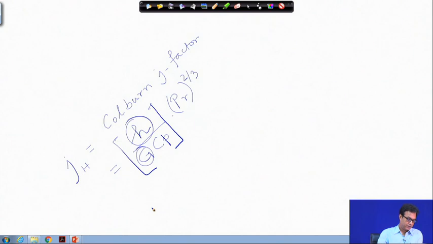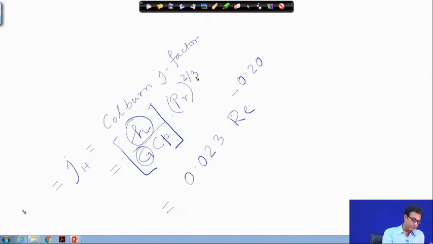Colburn J factor. So this is what we will find as 0.023 into Re to the power minus 0.20. So, if we express it, this J can also be written as the Nusselt number divided by Re to the power 1/3. Okay.